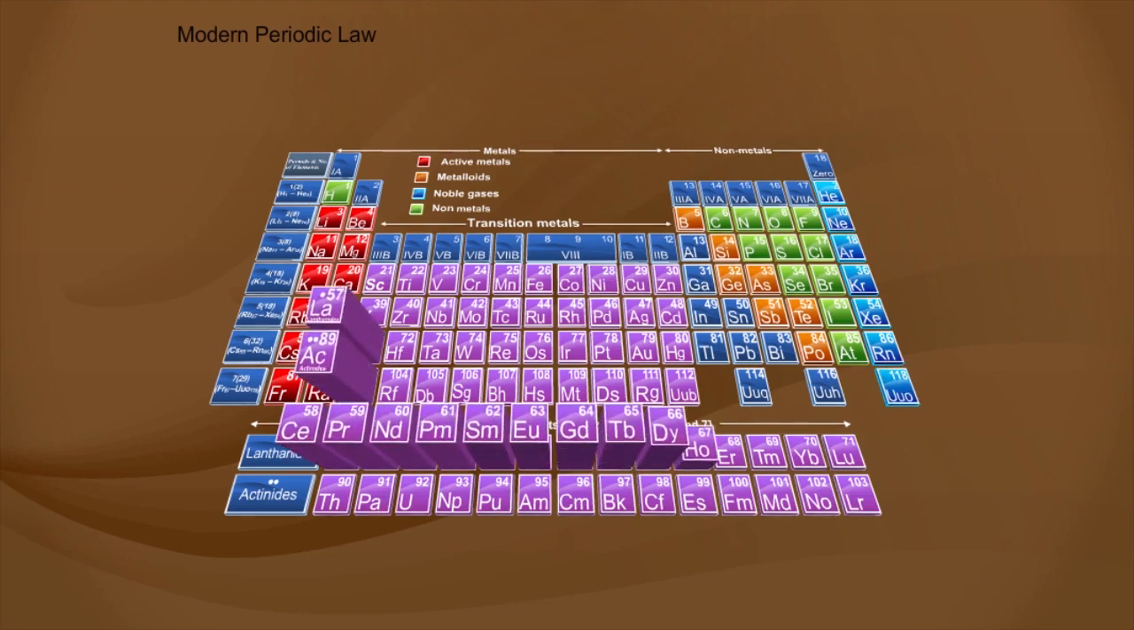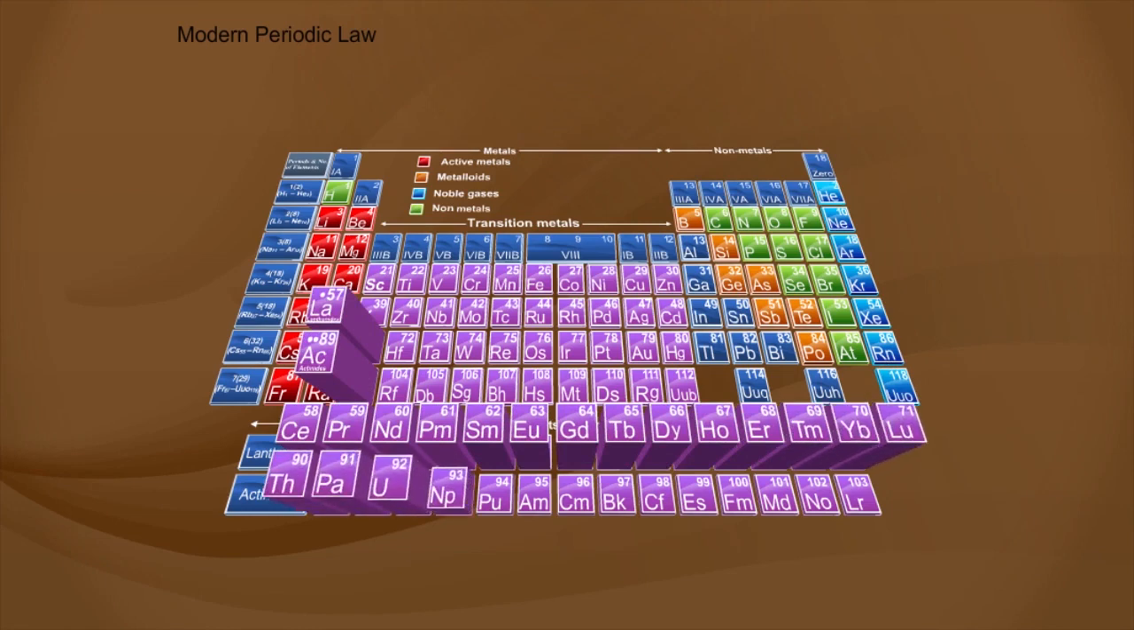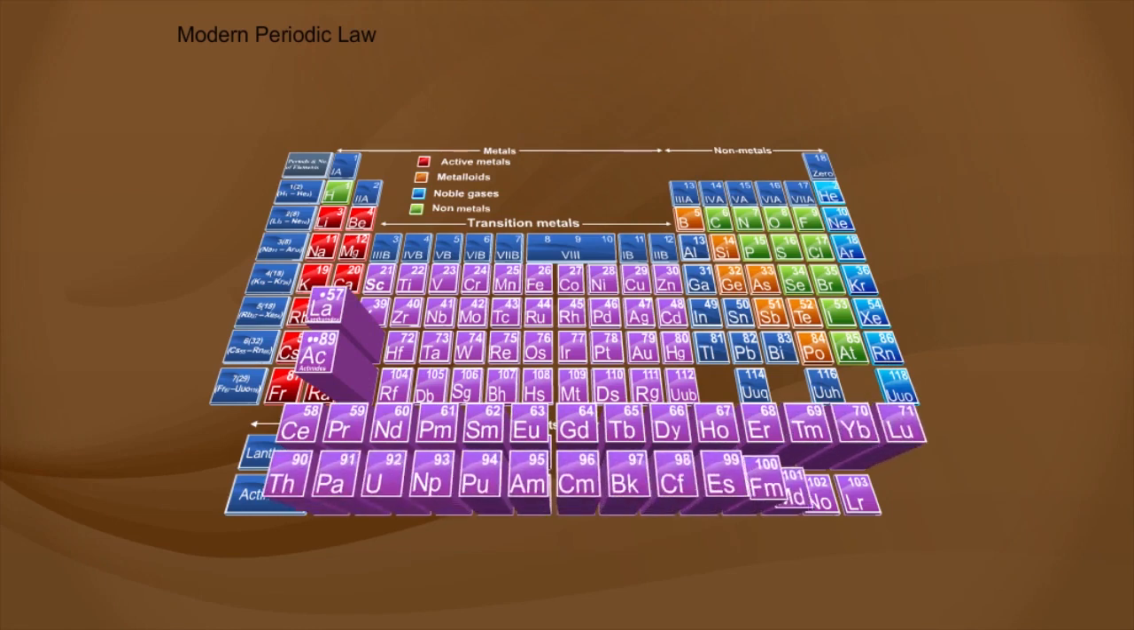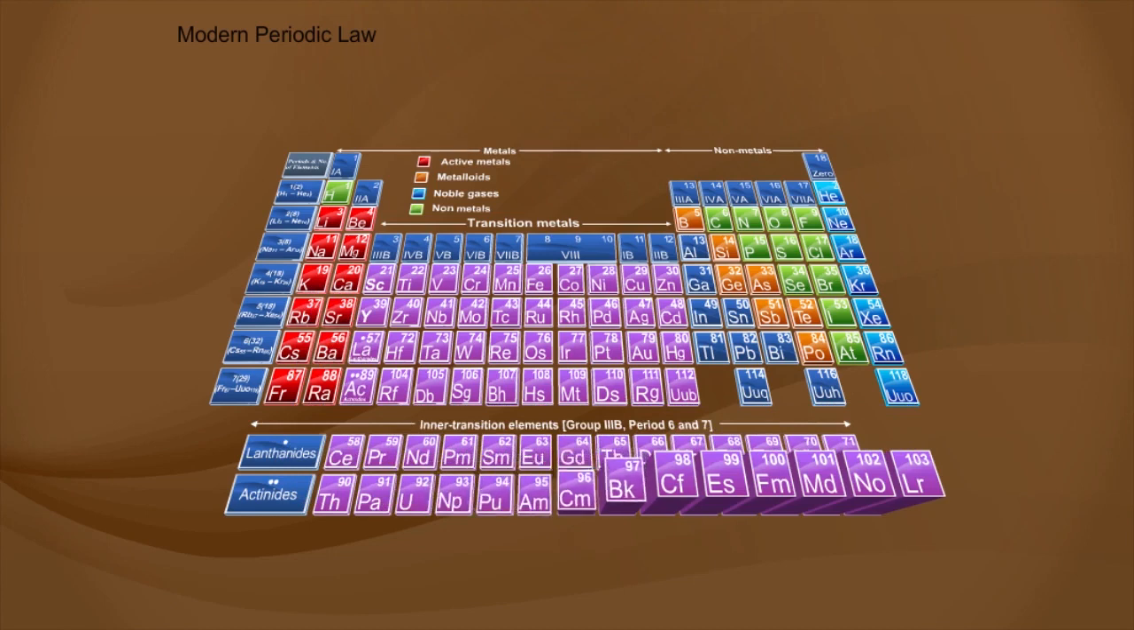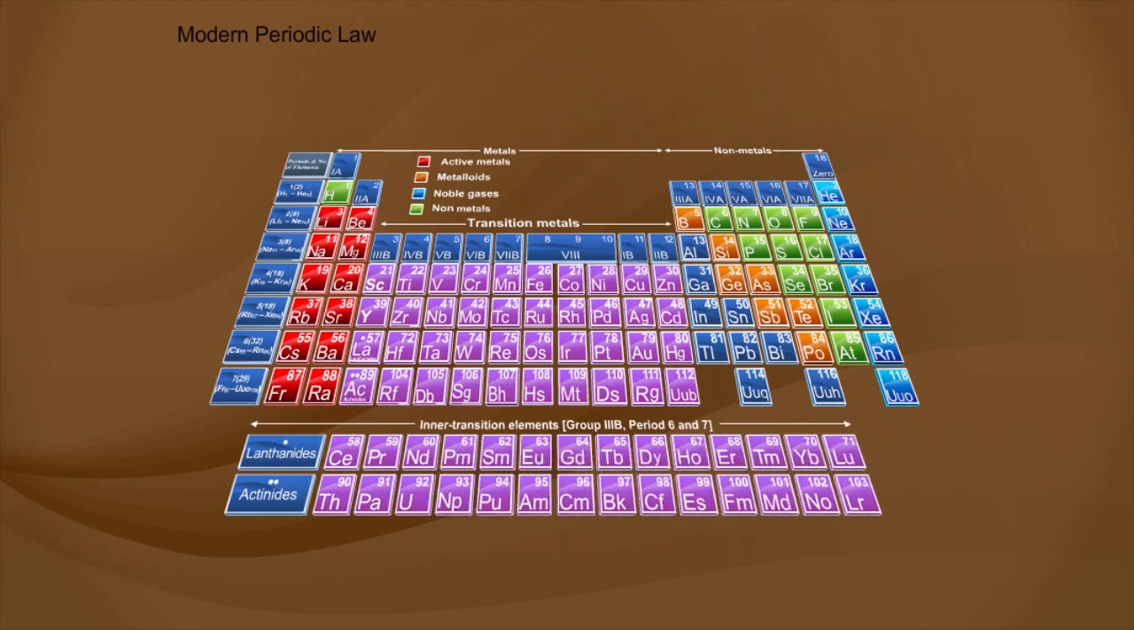Now that we have understood this arrangement, we also need to talk about the rare earths, the lanthanides and the actinides, which are called the inner transition elements. They are kept outside the periodic table to mark their peculiar properties. Because they have separate properties, they are kept outside the main structure.